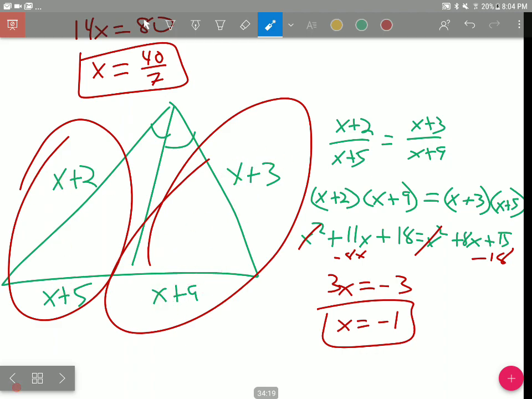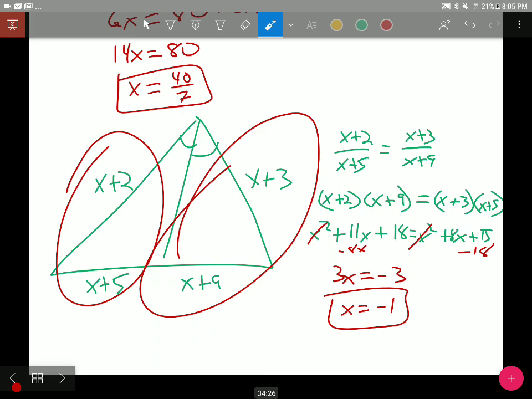Let me pause. Let me get the master's permission real fast. Okay, I checked with the master just to be sure. It is okay that we cross these out because those would either yield imaginary roots or roots that would lead these to be negative numbers.